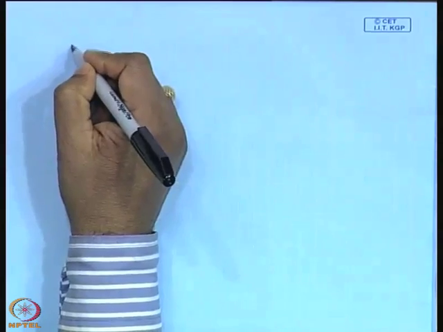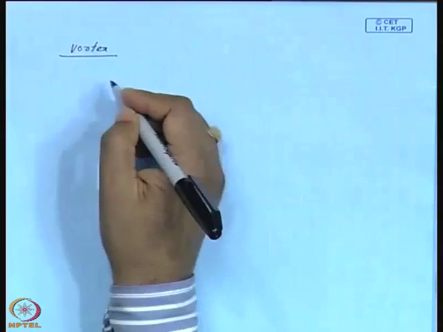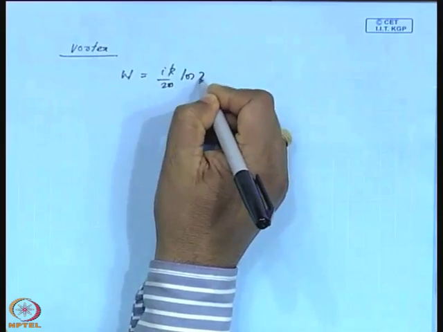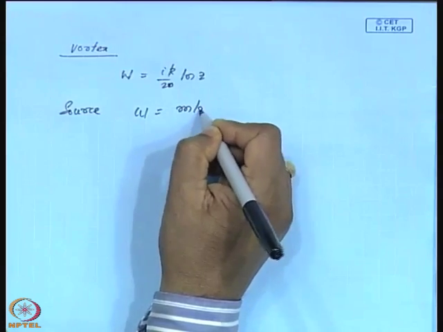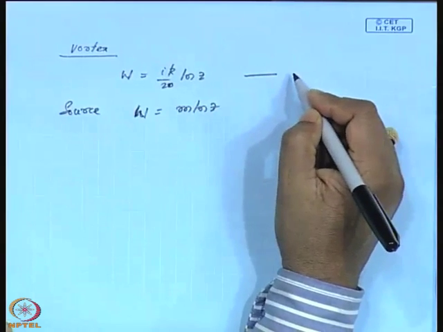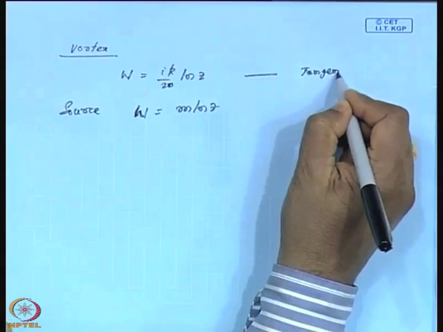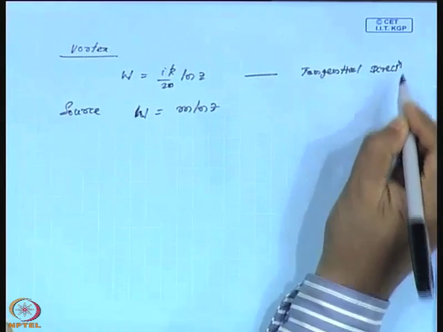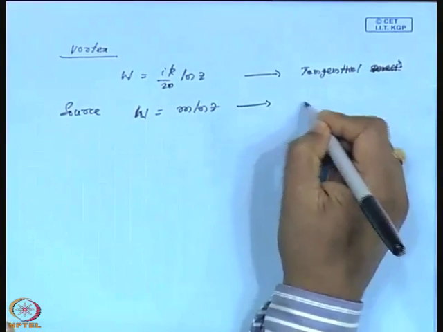So, we know that in case of a vortex, W was i k by 2 pi log z. On the other hand, in case of a source, we have seen W is m log z. Just look at this. In the first case, the flow is in the tangential direction. On the other hand, in the case of a source, it is radial.